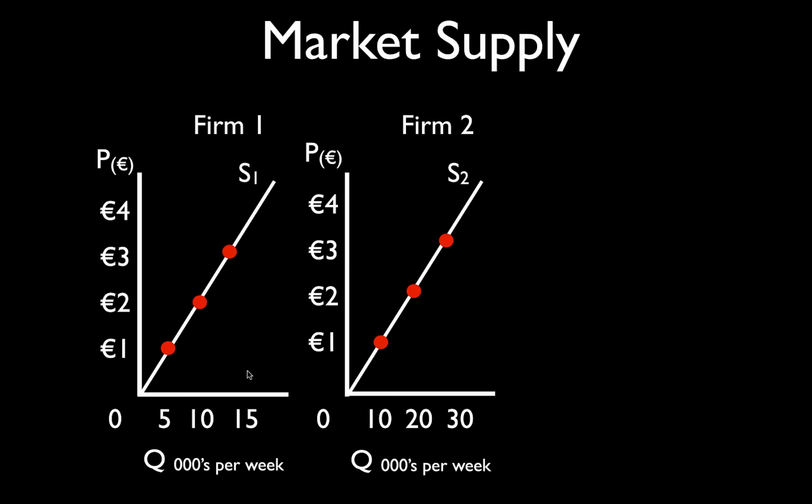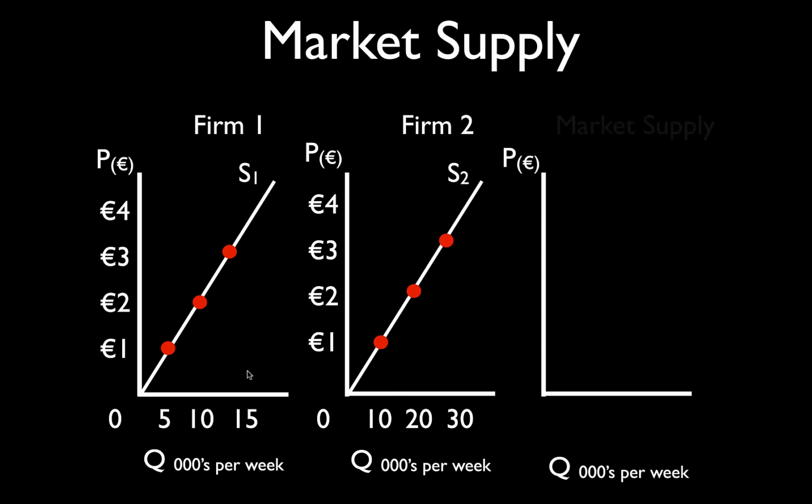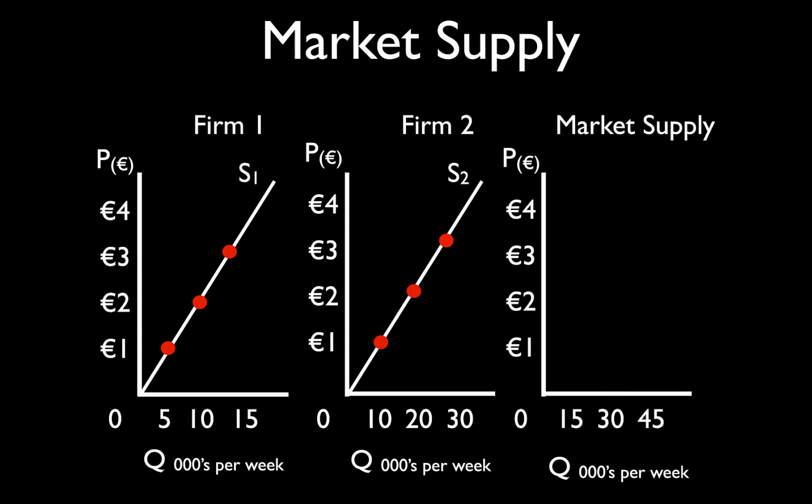So how do we calculate the market supply? Well, how we calculate the market supply in this case is understanding that the quantity supplied of each individual firm changes at each price. So in order to calculate the total market supply at a price of €1 each, and there's only two firms, remember, we add the quantity supplied by firm 1 at €1 and the quantity supplied by firm 2 at €1, and we find that 5 plus 10 equals 15.